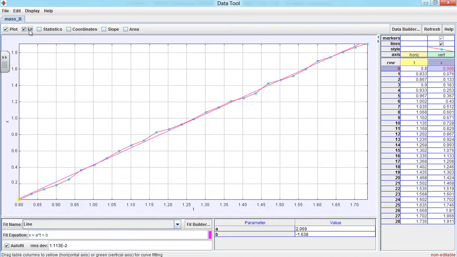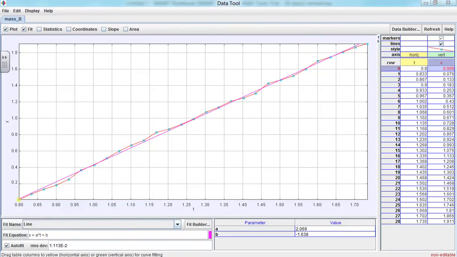Now if you look down here where my mouse is, it says x is equal to at plus b. This should look similar to the equation you learned in grade 9 math, which is y equals mx plus b. Now in this particular equation, this a here represents the slope. And if we follow over to here, we see that a is equal to 2.069. So I know the velocity in the horizontal is 2.069 meters per second.